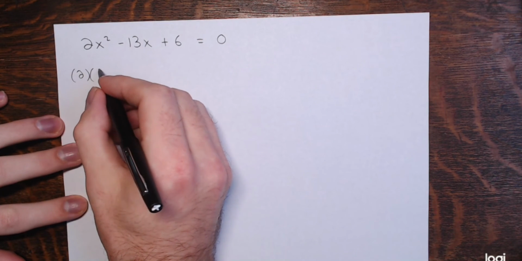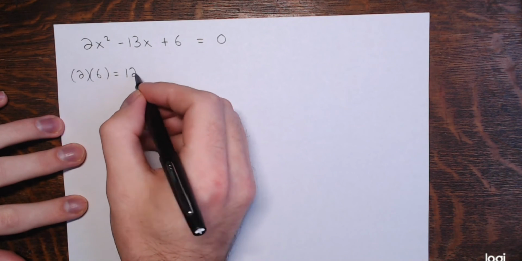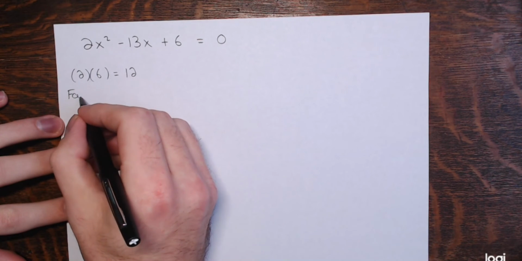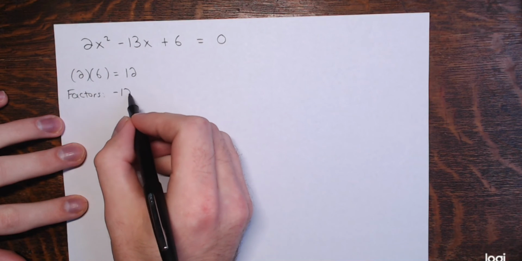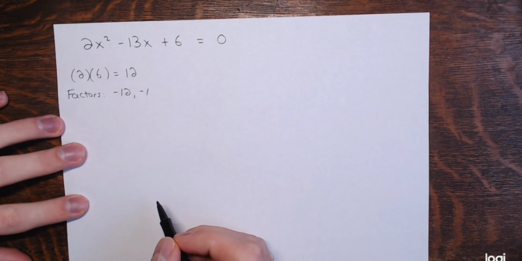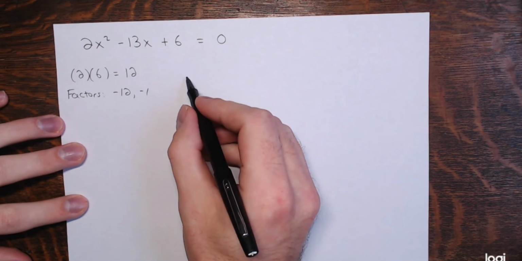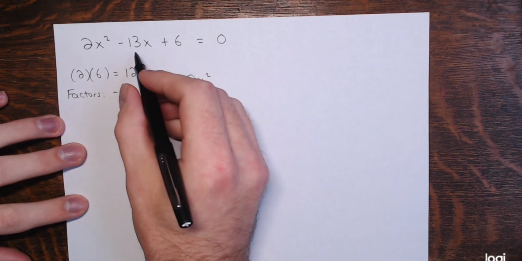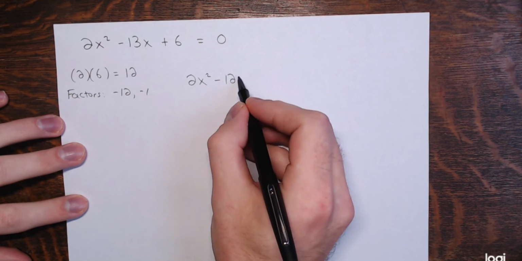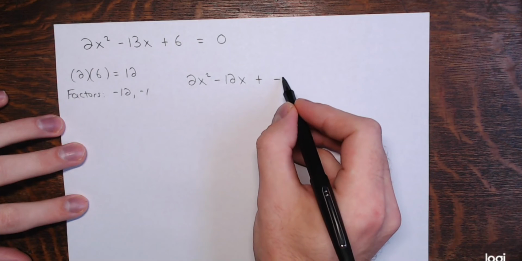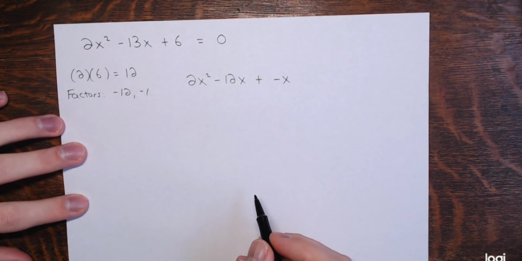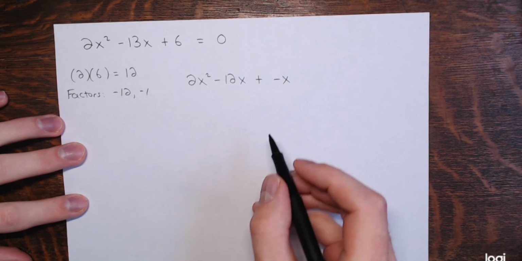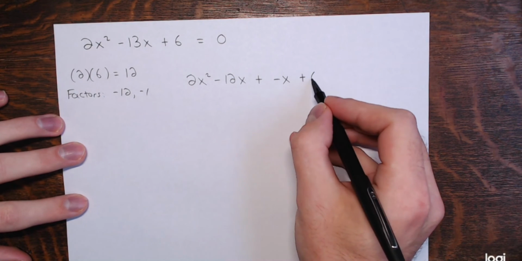2 times 6 is 12. The factors of 12 that add up to negative 13 would be negative 12 and negative 1. So I'm taking 2x squared and then rewriting the middle term as negative 12x plus negative 1x. I like having the plus in the middle. You've seen that in previous videos as well. And then you got the plus 6.